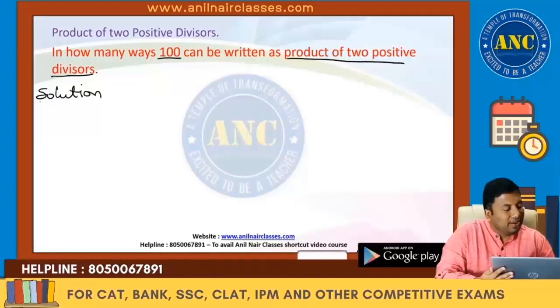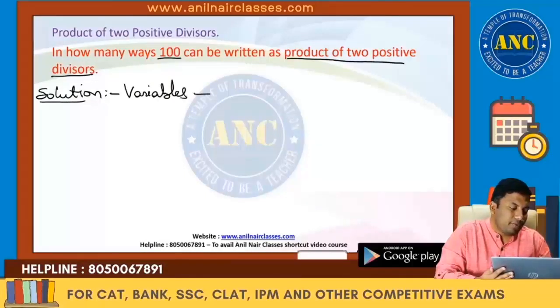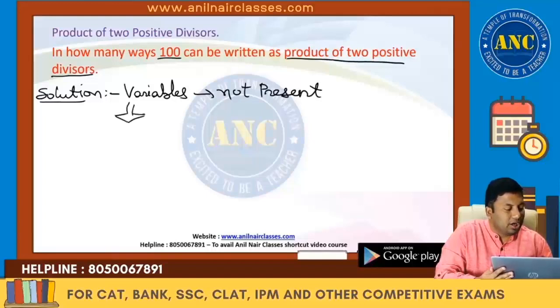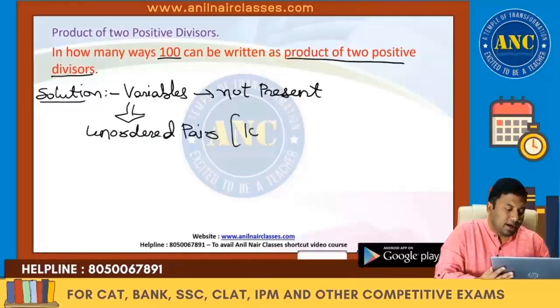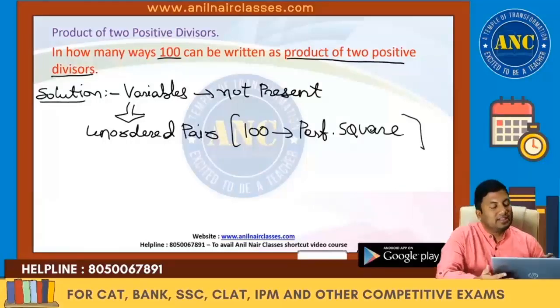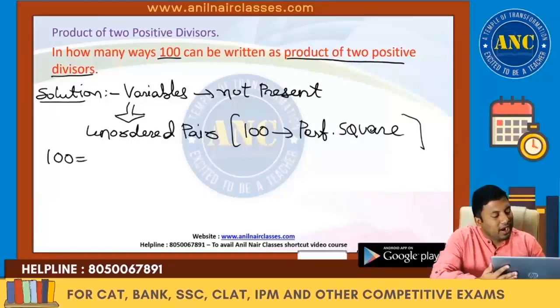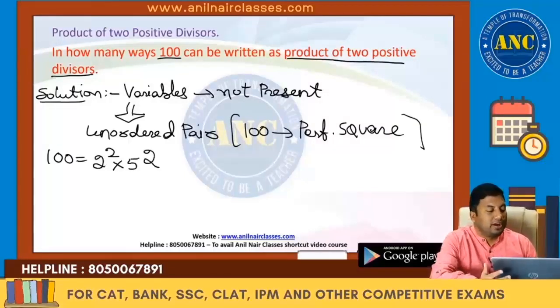Next, in how many ways can 100 be written as a product of two positive divisors? First of all, are the variables present in the question? Variables are not present in the question. If the variables are not present, then it becomes an unordered pair, and we have to check the second condition. Is the number a perfect square or a non-perfect square? 100 is a perfect square. 100 is nothing but 2 square into 5 square.